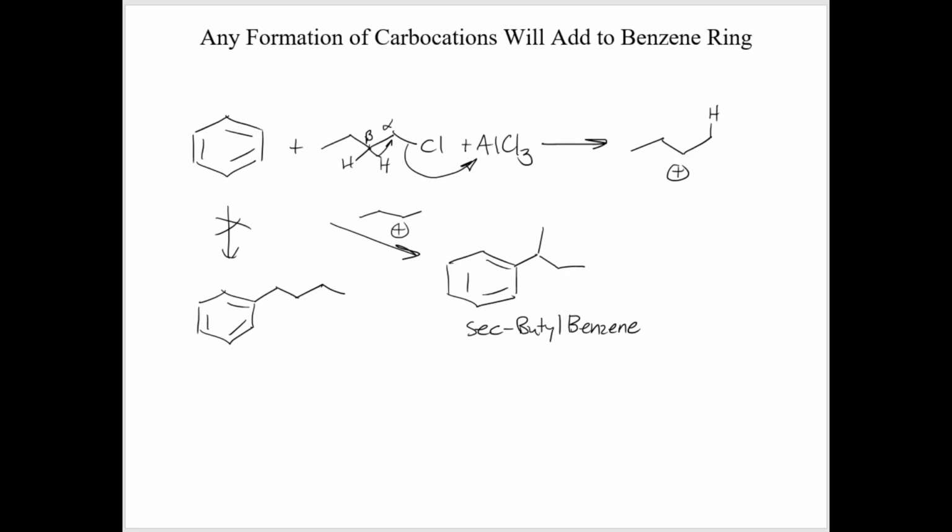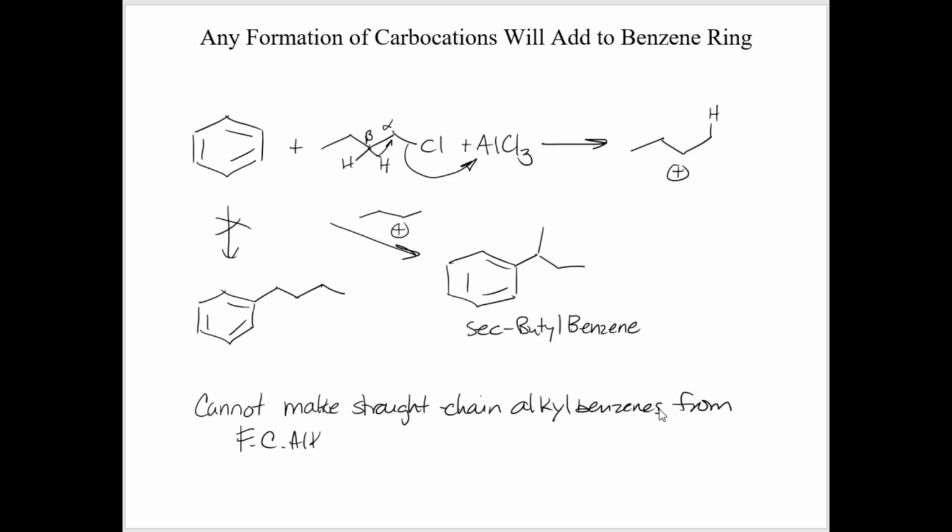So the key thing here is we cannot make straight chained alkyl benzenes from Friedel-Crafts alkylation. That's the takeaway message. We cannot do that because it will undergo a carbocation rearrangement.